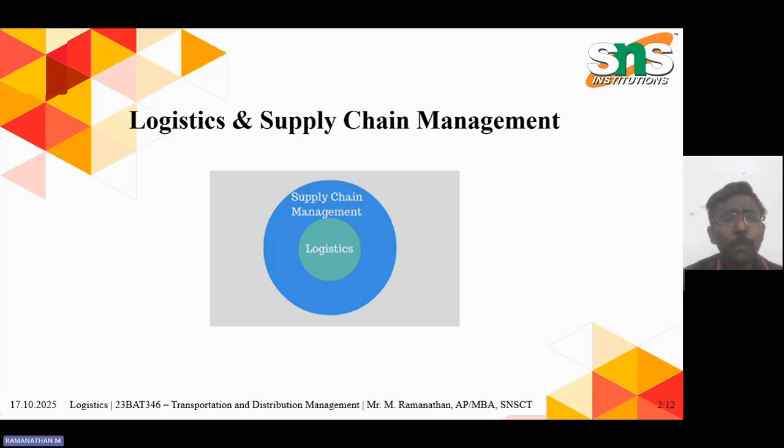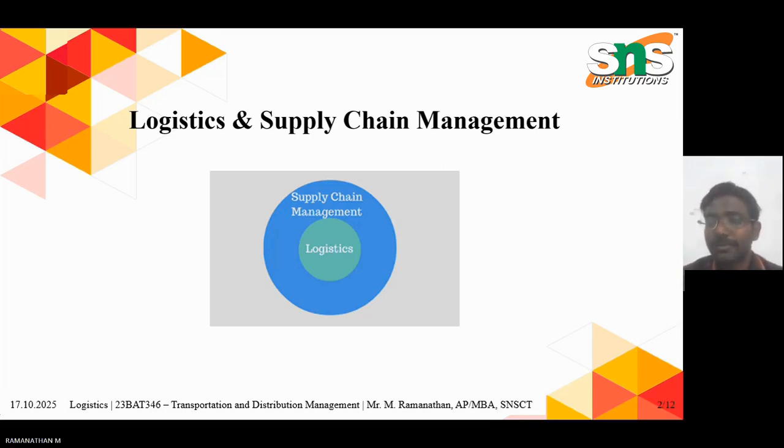Supply chain management is a complete process where a scrap or a waste or a raw material can be converted into a finished good and it reaches the end customer. The movement of material, like raw material, work in progress, and finished good, until the finished good reaches the end customer for the usage of that particular product, we will be calling supply chain management.